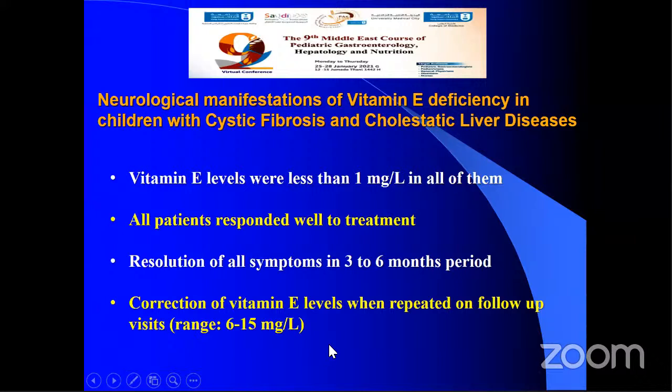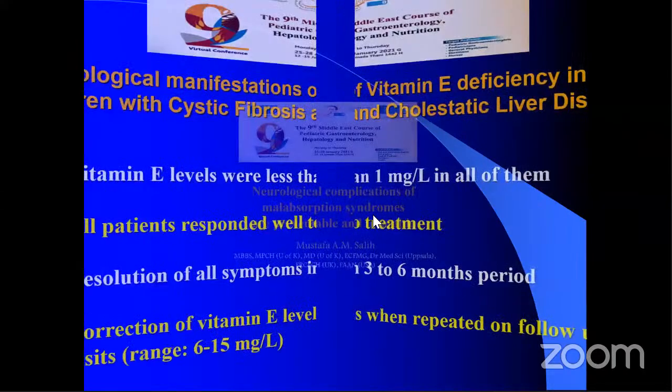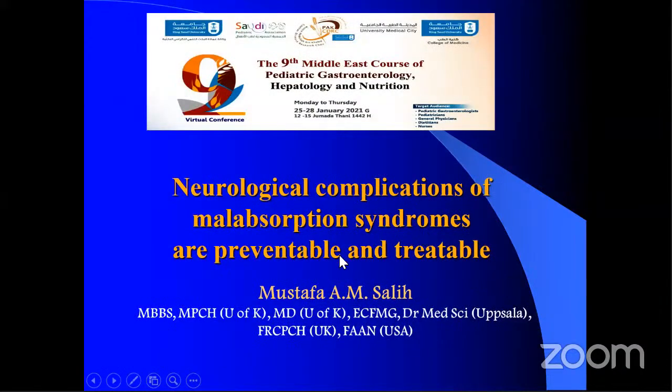Vitamin E was less than 1 milligram per liter in all of them. All patients responded well to treatment, with resolution of all symptoms in a 3 to 6 month period, and correction of vitamin E level when repeated on follow-up, which was good, 6 to 15 milligram per liter. To end, I will leave one message: neurological complications of malabsorption syndromes are preventable and treatable, and the pediatrician needs to think about it always. Thank you for your attention.